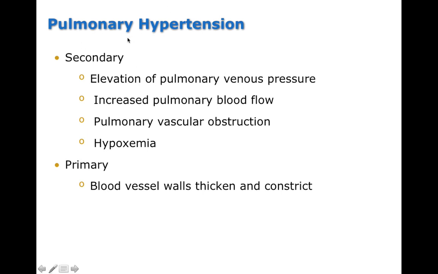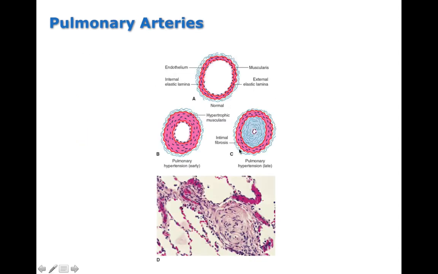Now, pulmonary hypertension may increase pulmonary blood flow, but can also be caused by pulmonary vascular obstruction or even hypoxemia. Now, the primary cause of pulmonary hypertension is going to be due to damage of the blood vessels that you find in the lungs itself. However, this is much more rare, because this is going to be basically a primary disease of the blood vessels within the lungs itself. So this is where the walls can thicken and constrict within the lungs.